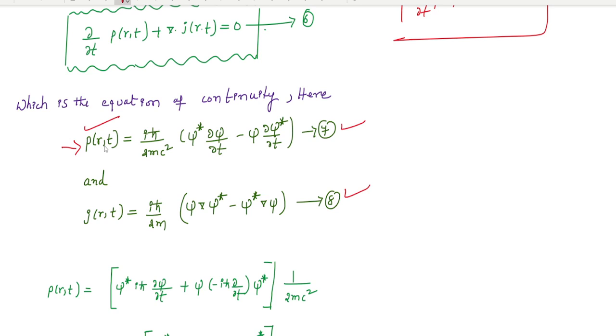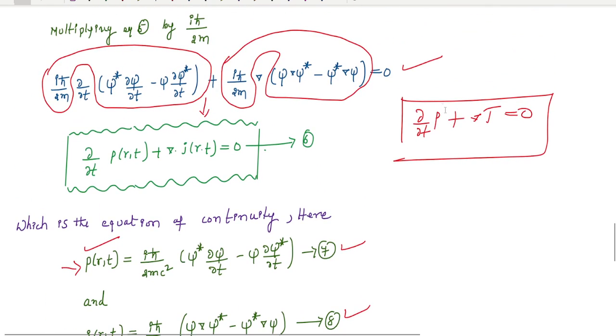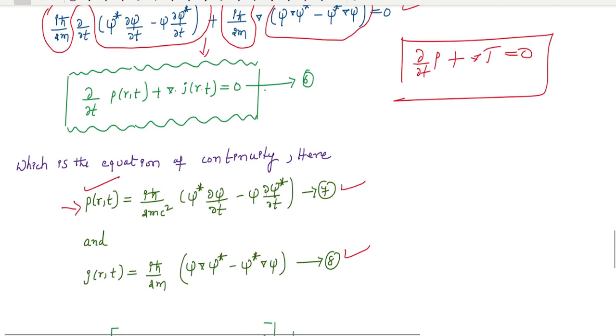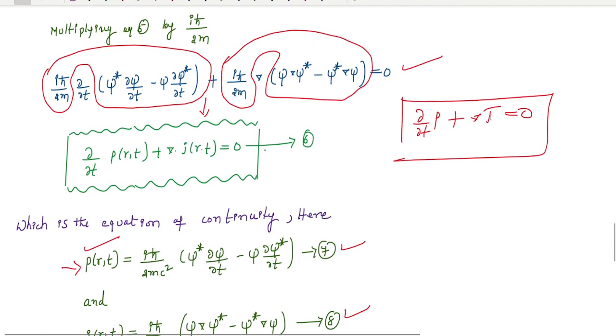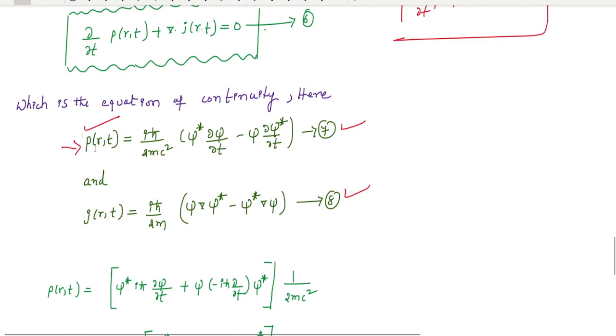So you will get an idea of the non-relativistic continuity equation. Now we are going to investigate equation number 7, because this probability density term is quite different from the general equation term. The current density term is the same, but a different term we observe here: the probability density term.